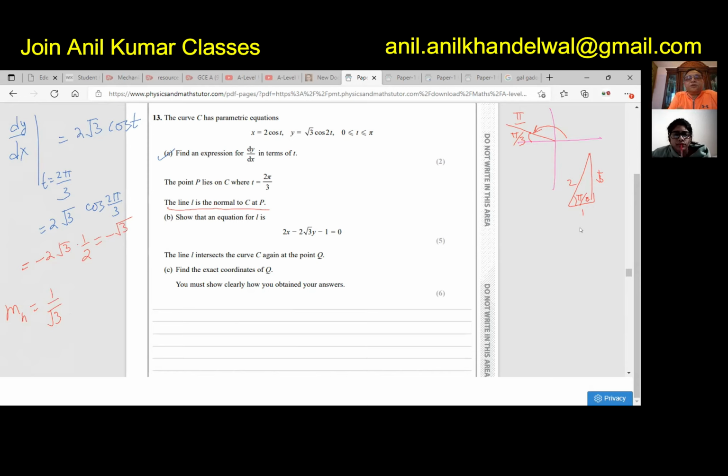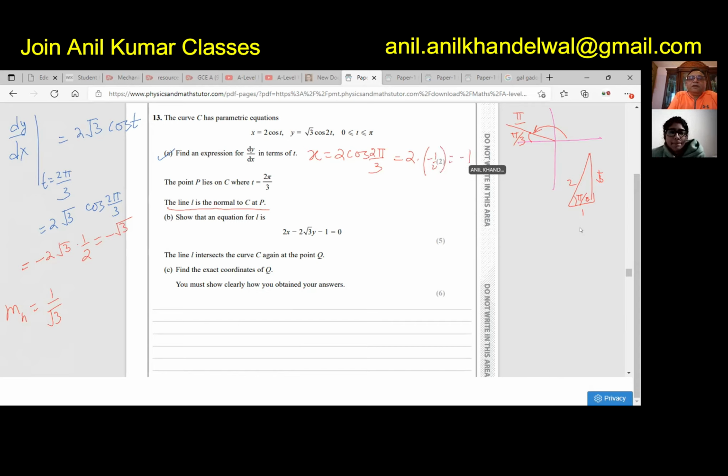So when you substitute 2 pi by 3 for x, you get what? X is equals to 2 times cos of 2 pi by 3, right? So this is 2 times negative, cos of 2 pi by 3 is half, correct? So which is negative 1, correct?